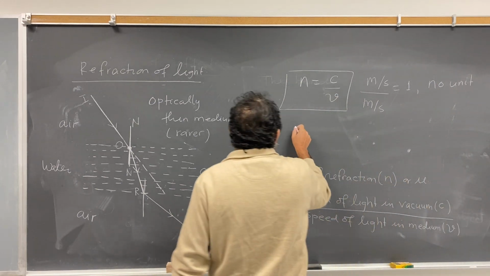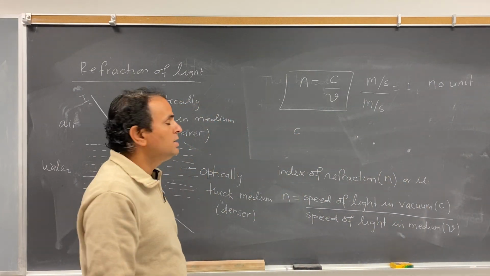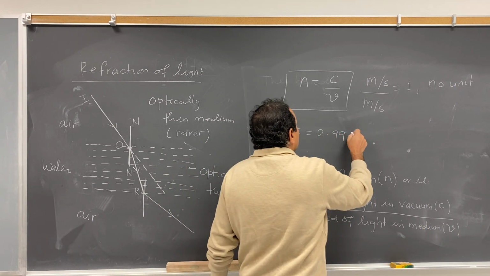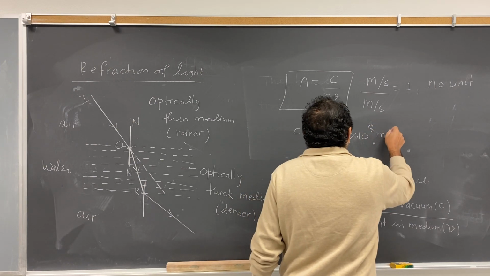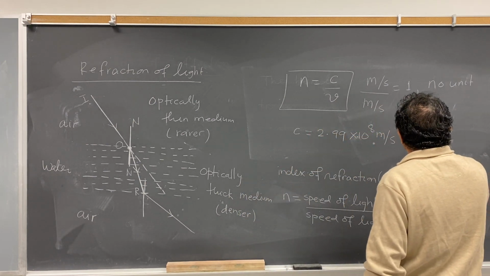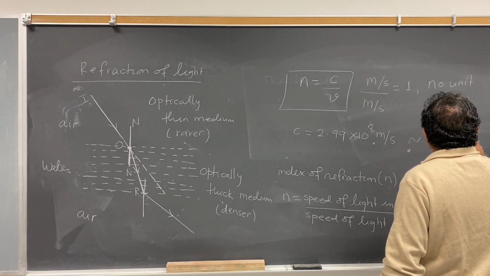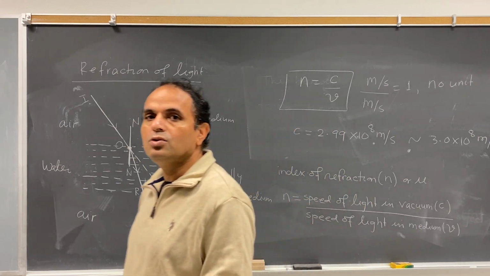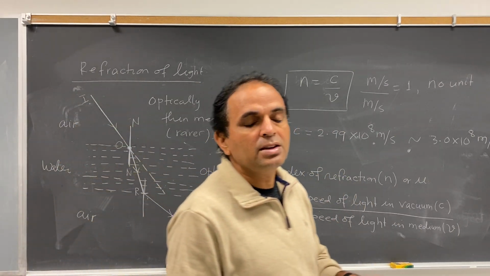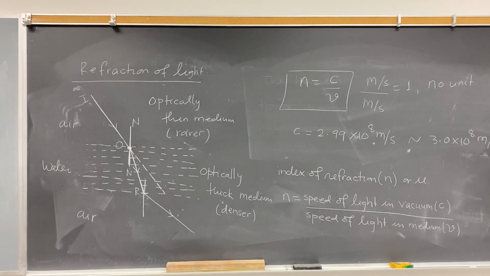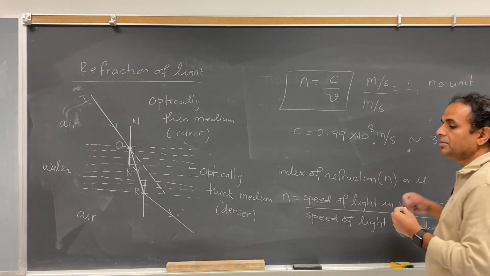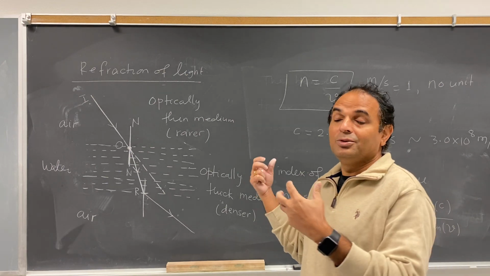And c, speed of light in a vacuum, is a constant number. This number is 2.99 times 10 to the power 8 meter per second, or roughly you can write 3 times 10 to the power 8 meter per second. This is the speed of light, 3 times 10 to the power 8 meter per second. This is the maximum speed, and nothing can move with this velocity. We cannot achieve that velocity.